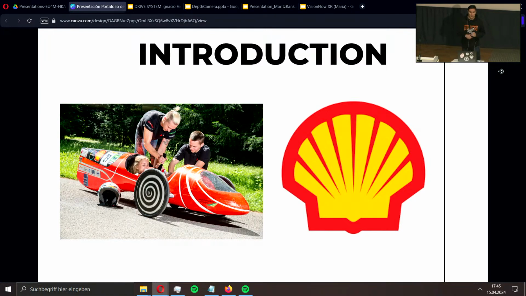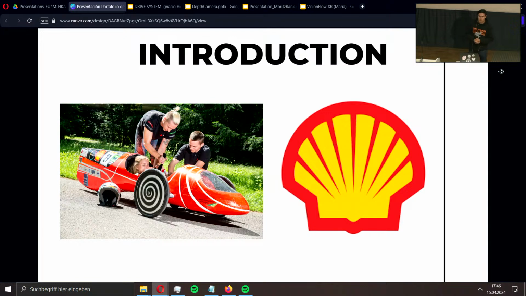I think this is a really well-known brand. It's Shell, a British company that produces hydrocarbons. They decided to create this competition to test students from different universities to develop the most efficient car possible. The goal is to produce a vehicle that has to accomplish certain guidelines, mainly safety guidelines, and it has to travel the most distance possible with just 1 liter of gasoline.